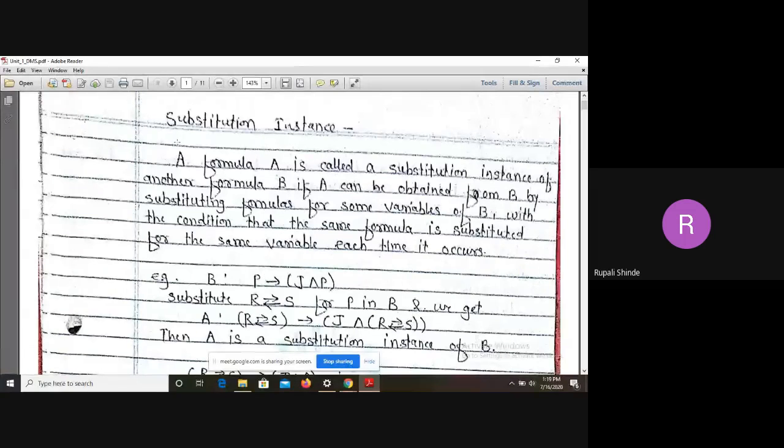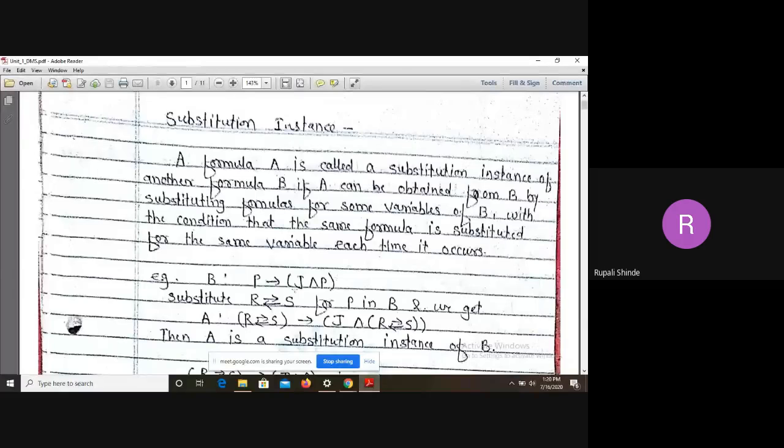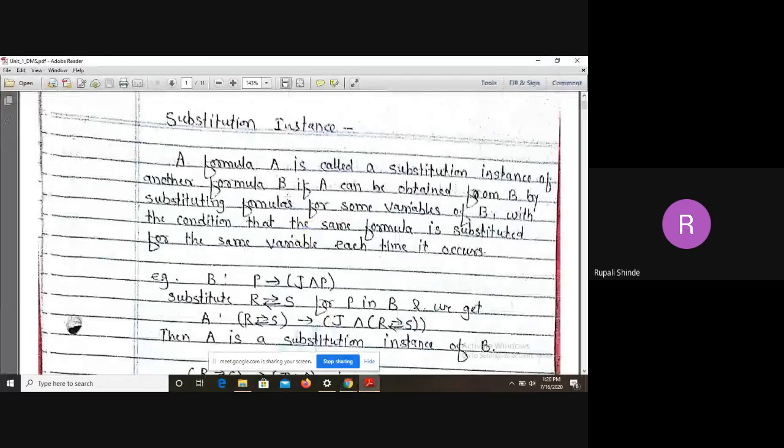Formula A is called a substitution instance of another formula B if A can be obtained from B by replacing some variables of B, with the condition that the same formula is substituted for the same variable each time it occurs. So this condition is very important.